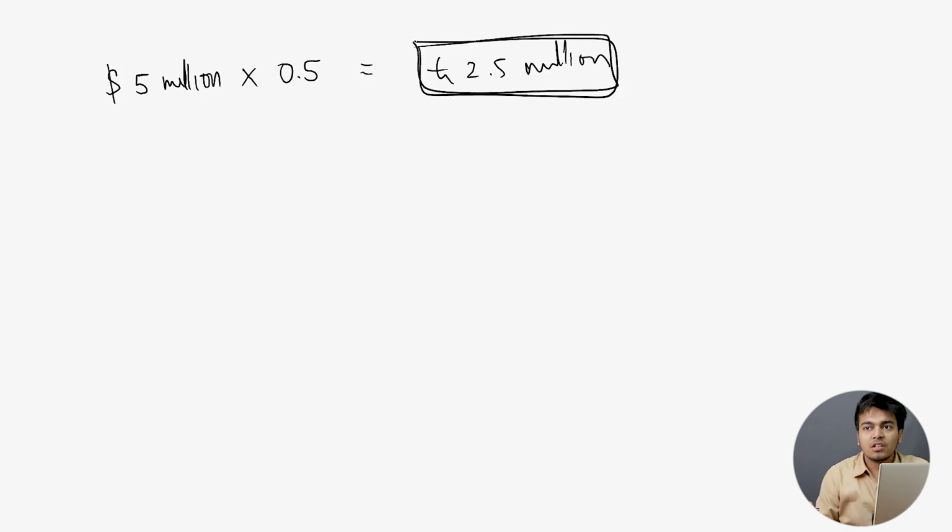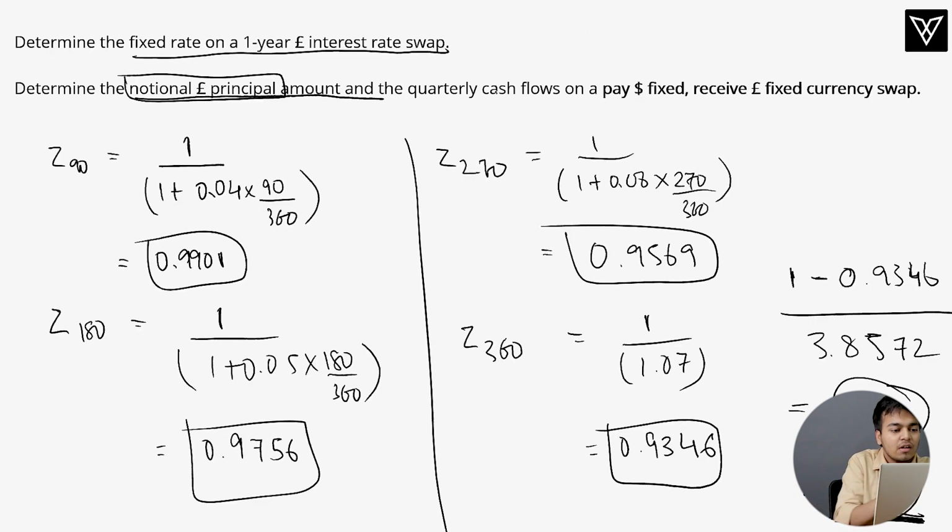The amount is how much? The amount is 2.5 million GBP. Alright, so this is exactly how notional principal calculation takes place. So this is something that we have calculated, that notional principal amount.